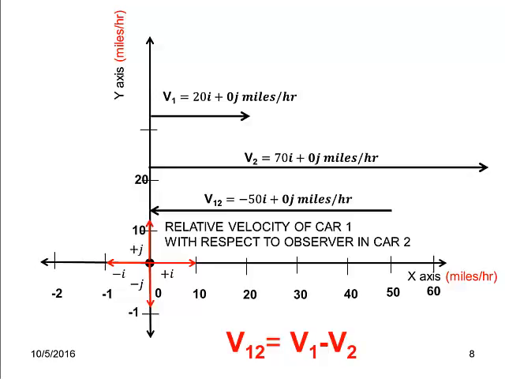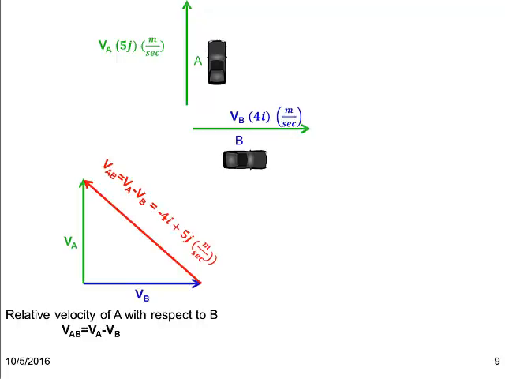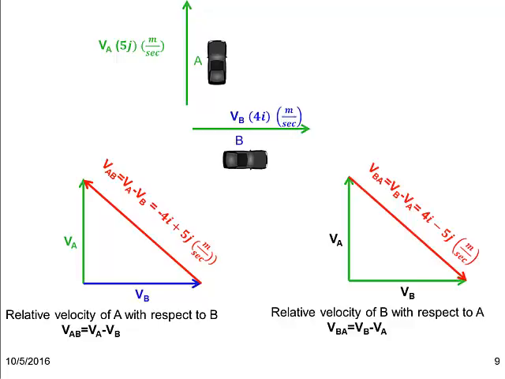In general, we can say that if VA is the velocity of an object A and VB is the velocity of an object B, then the relative velocity of A with respect to B is VAB, which is equal to VA minus VB. In a similar fashion, we can say that the relative velocity of B with respect to A is VBA equals VB minus VA.